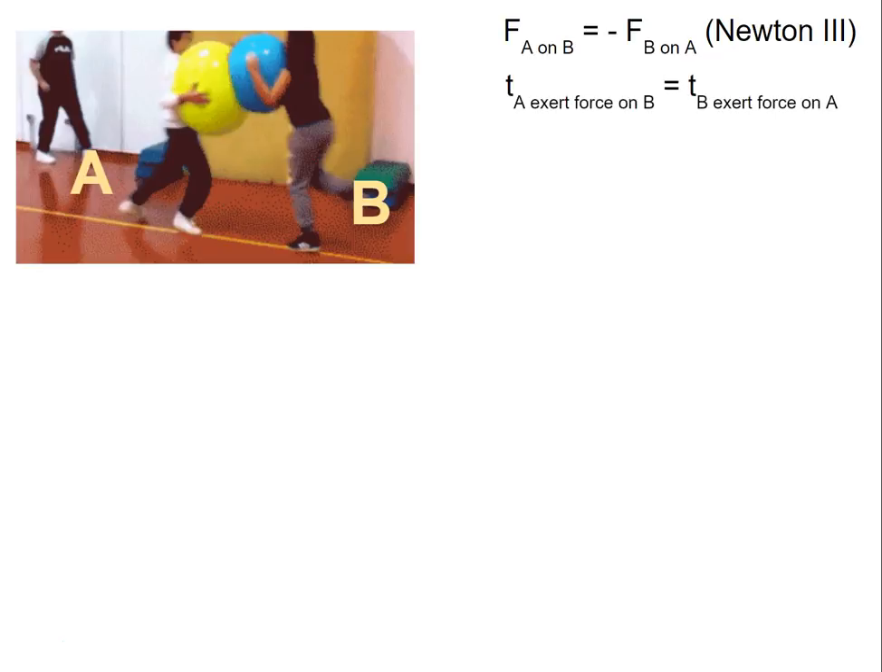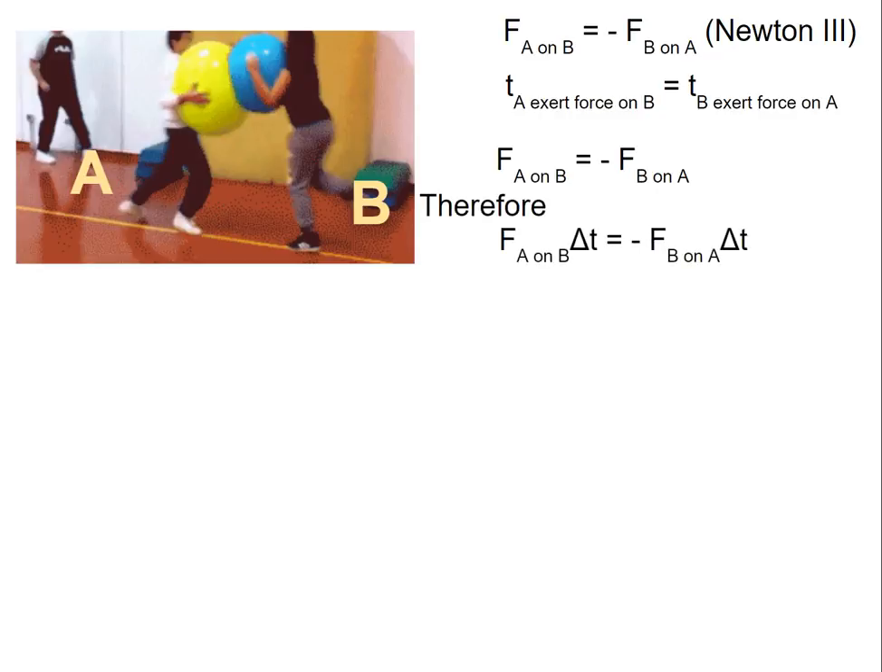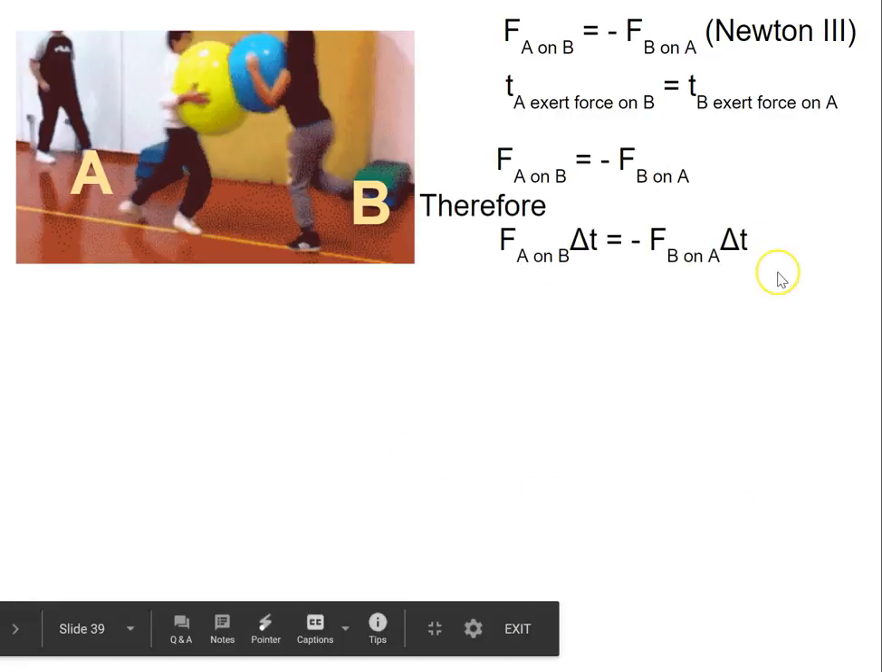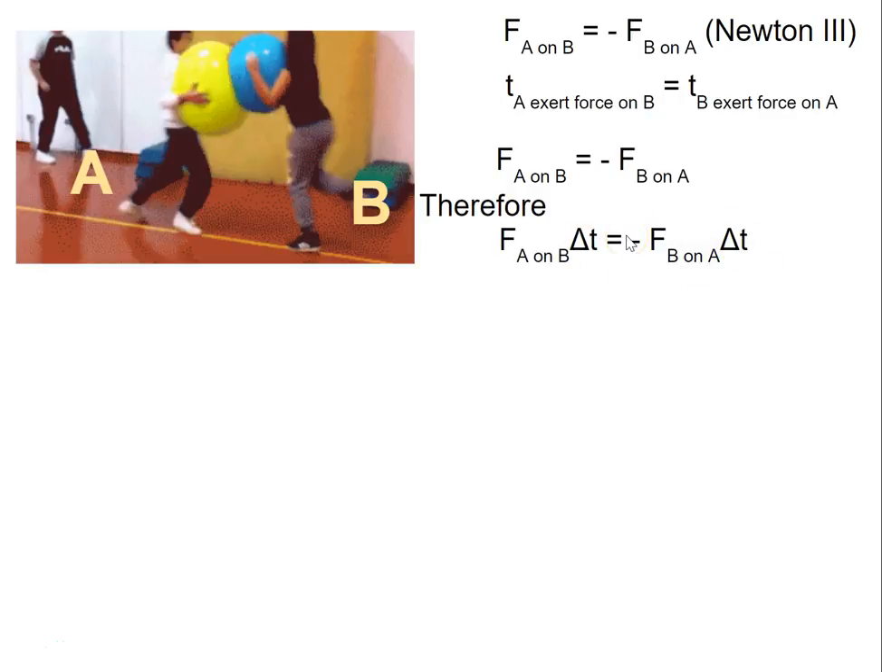I also know that the time that B is touching A is exactly the same as the time that A is touching B. So if I take my Newton's third law equation and multiply both sides by the time it takes for them to have contact, I end up with this equation. Can you see? I multiplied both sides by the same number. But you know F delta t is equal to impulse. So the impulse on A is equal to minus the impulse on B.